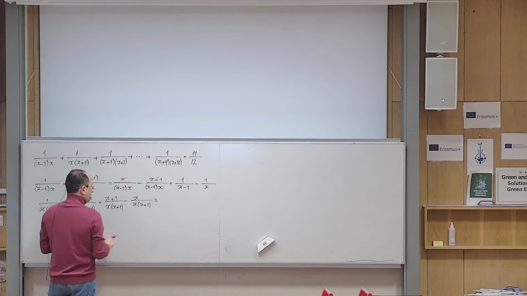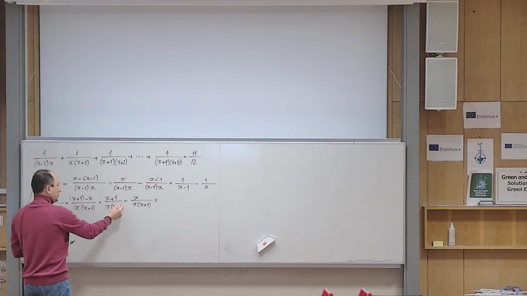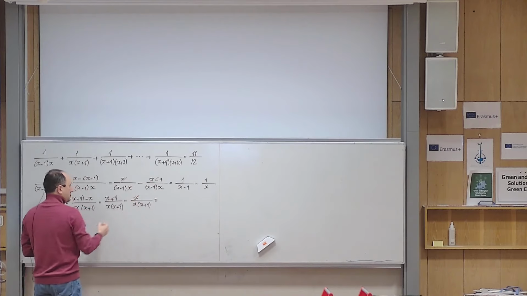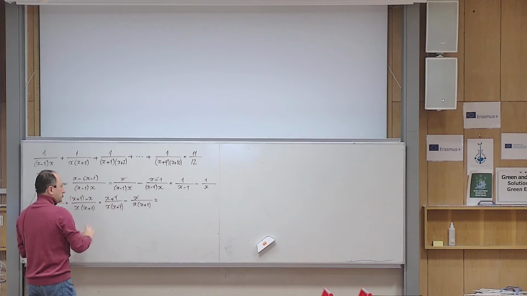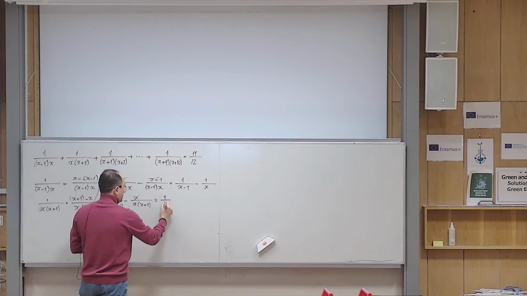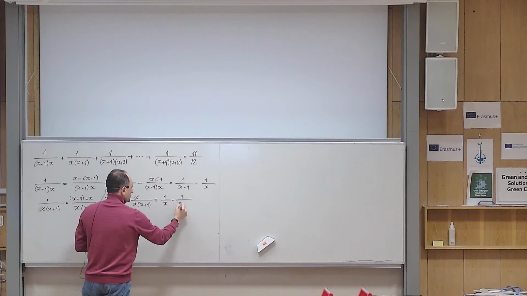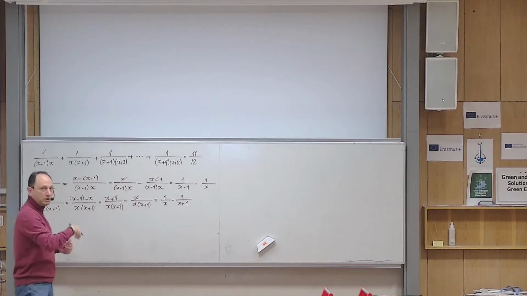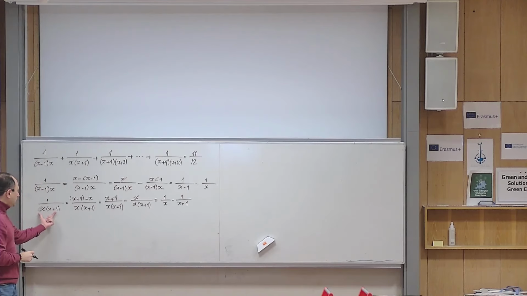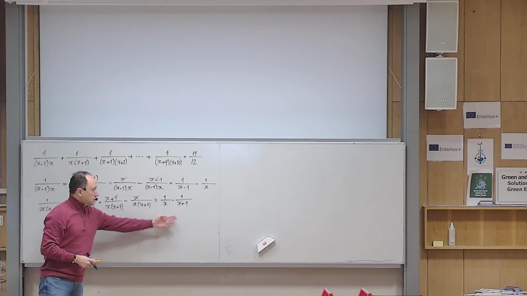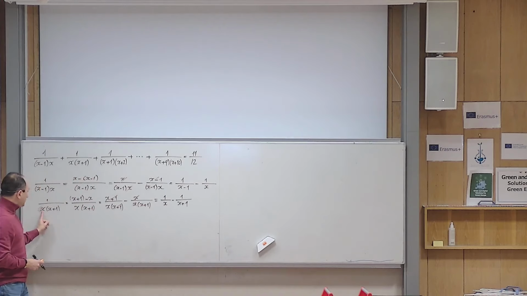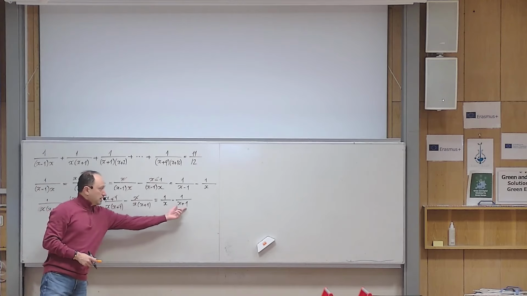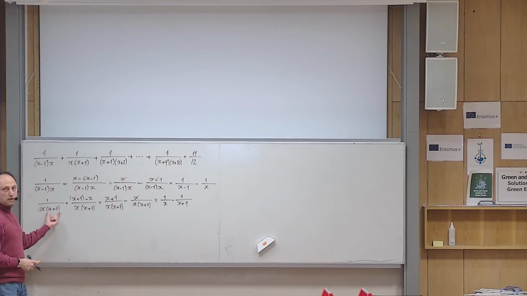And now what happens this time? x plus 1 and x plus 1 are cancelled. Here x and x are cancelled. So I am left with 1 over x minus 1 over x plus 1. So you see the pattern is repeating itself. I have one fraction, and now I have decomposed this into the difference of two fractions. The denominator of the first one is the first factor, and the denominator of the second one is the second factor.